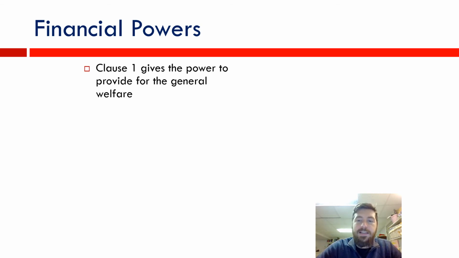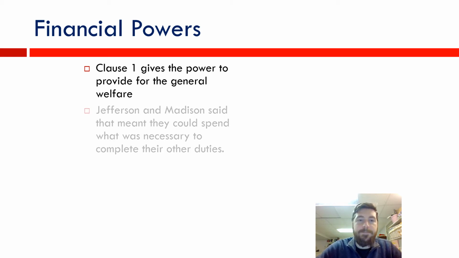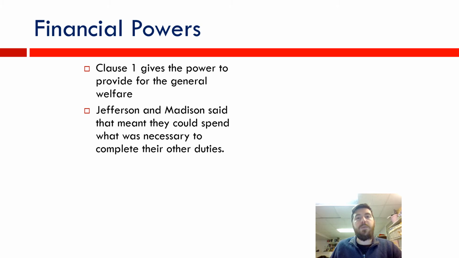So clause 1 says Congress can raise money and taxes and spend it on the general welfare. What does that mean exactly? Well, Jefferson and Madison were for limited government, and they said this phrase just means that you're allowed to raise money and spend it on the enumerated clauses, the things that are necessary to complete your duties.